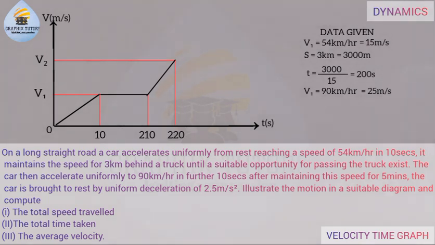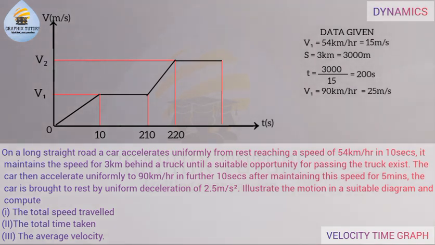In further 10 seconds, right? After maintaining this speed for 5 minutes, so it now maintained the speed for what? For 5 minutes. After the 10 seconds, it now maintained this speed for 5 minutes. Now we know time is in seconds, so you have to convert this time into seconds. So it will be 5 times 1 minute is 60 seconds, times 60, and that gives us 300 seconds, right?